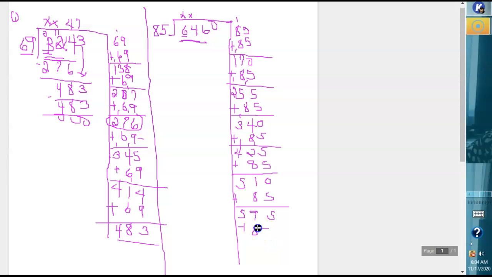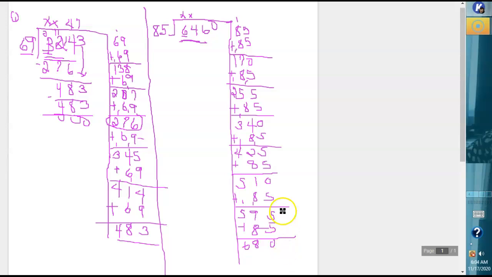It's 85. Okay. So 5 plus 5 is 10. Carry 1. 1 plus 9 is 10, plus 8 is 18. Carry 1. 1 plus 5 is 6. Now here, look at here. We have 680 and we have only 646 here. Can we take 680? No, because it is bigger than this.